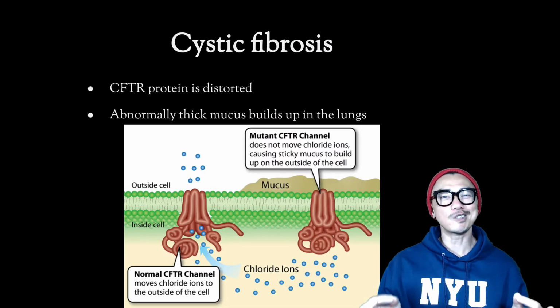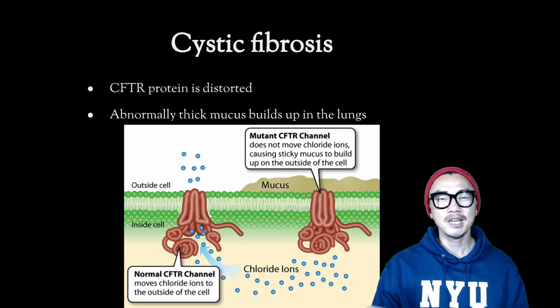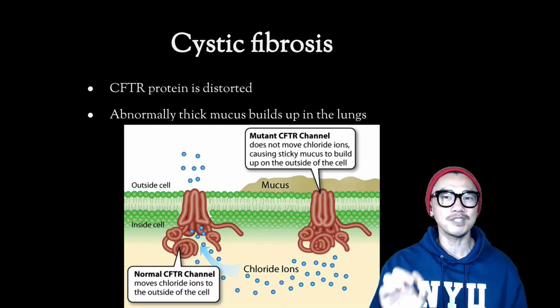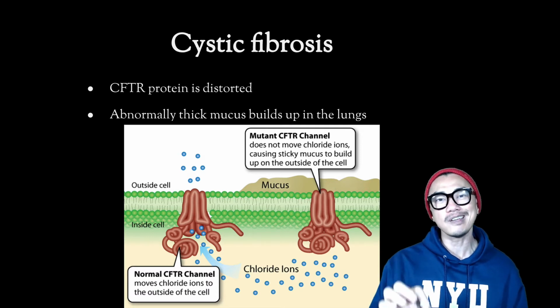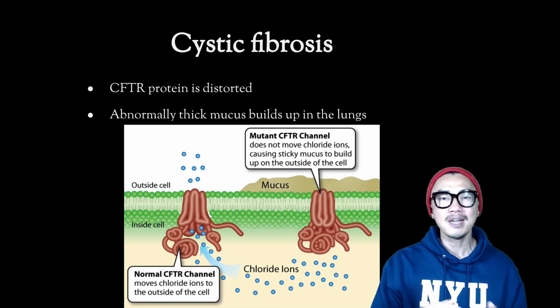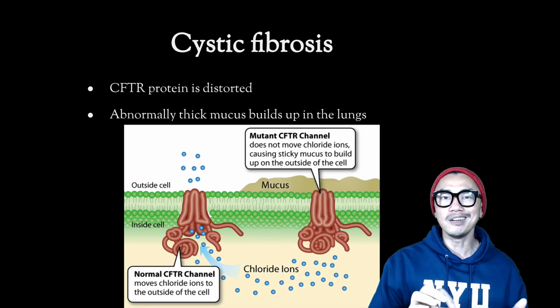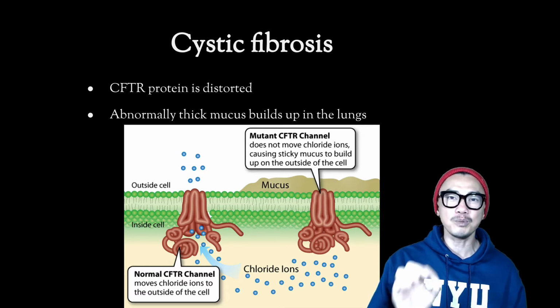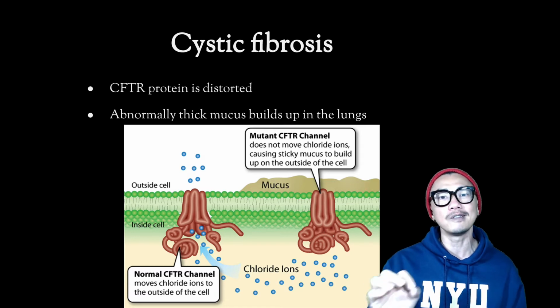Let's go back to our cystic fibrosis case study. In cystic fibrosis, there's a mutation that causes the CFTR protein to be distorted and not function properly. As a result, the flow of ions and water into and out of cells is disrupted, and an abnormally thick mucus builds up outside of cells, especially in organs like the lungs.